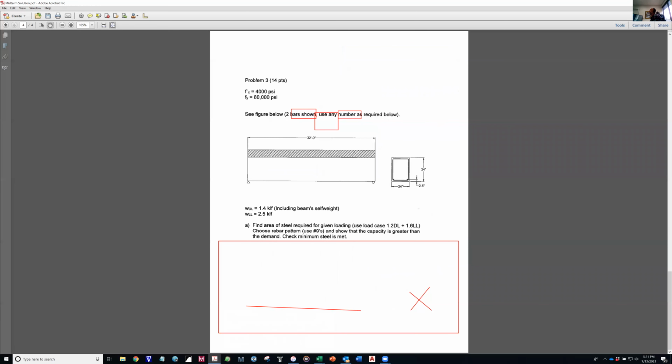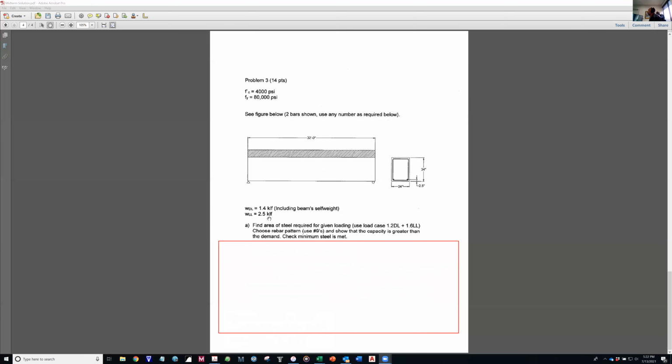Okay, then we go to problem 3. So problem 3 was the design problem, where I gave you strength of concrete 4,000. I made the strength of the steel 80,000, and the span of the beam is 32 feet. All the dimensioning of the beam is given to you. So it's 34 inches deep, meaning the steel is 2.5 inches up. So d then becomes 31.5, and the width of the beam is 24.